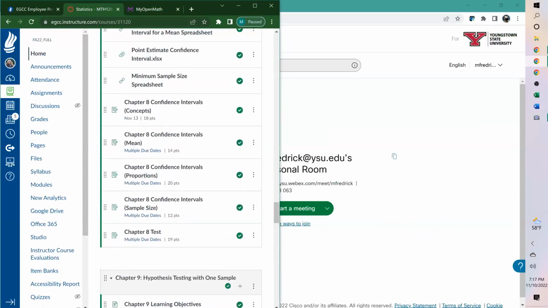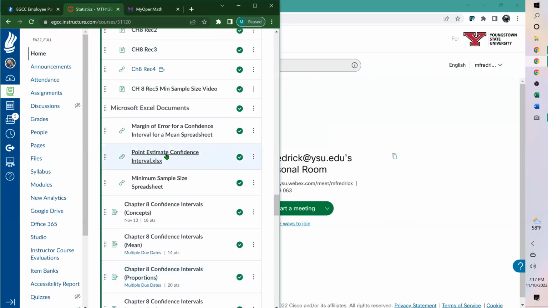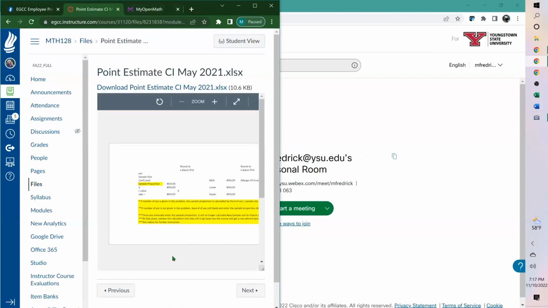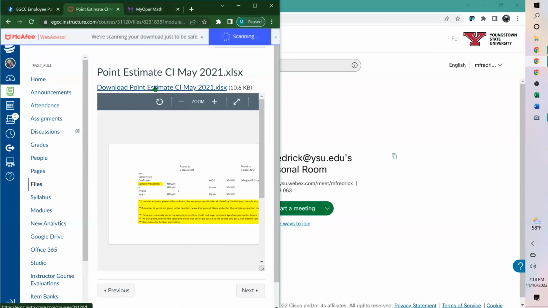Okay. Let's look. So we would use confidence interval proportion. Yeah. That's the problem. I gotta go up a little further. The proportion one is the point estimate one, and then this one's the mean, and this is sample size. So we'll go to this one. Okay. Now when it doesn't open, you want to click here. There it goes.